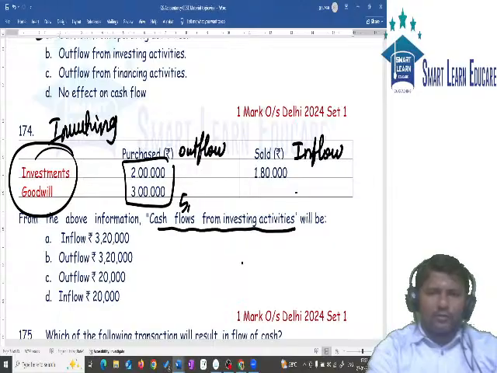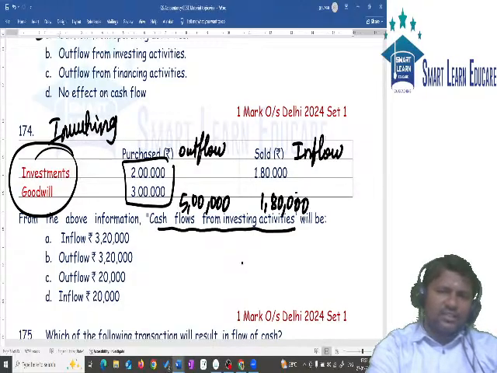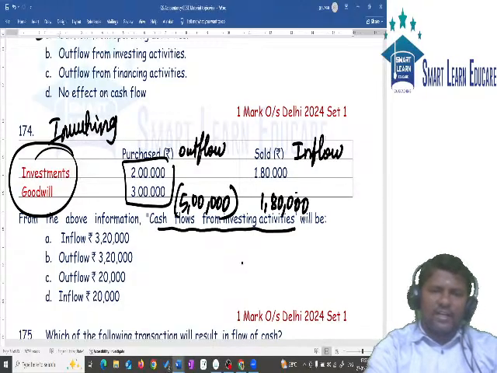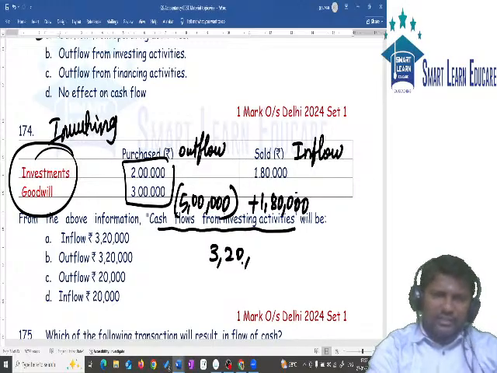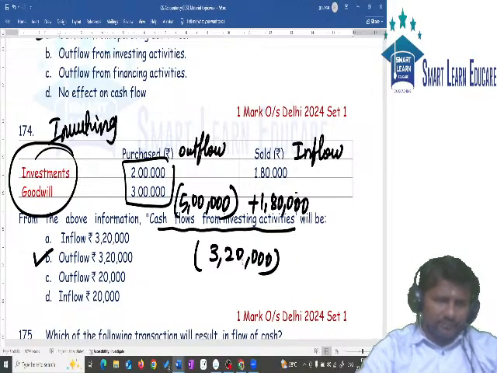Total outflow comes to 5 lakh. What is the total inflow? It is 1 lakh 80. 5 lakh is outflow and sale is inflow. So net how much outflow? Net outflow we have is 3 lakh 20. So answer is option B.